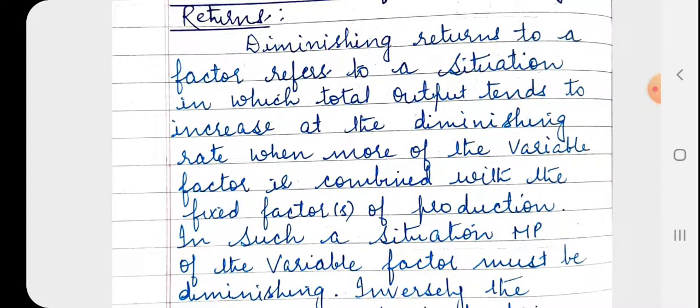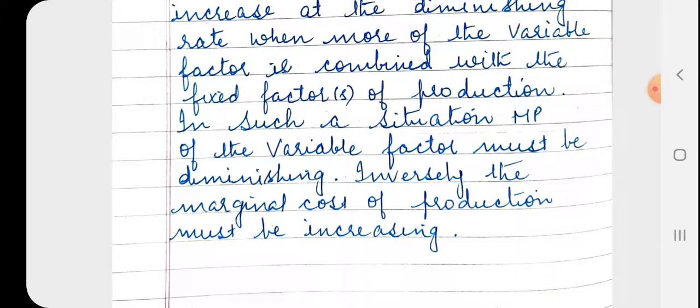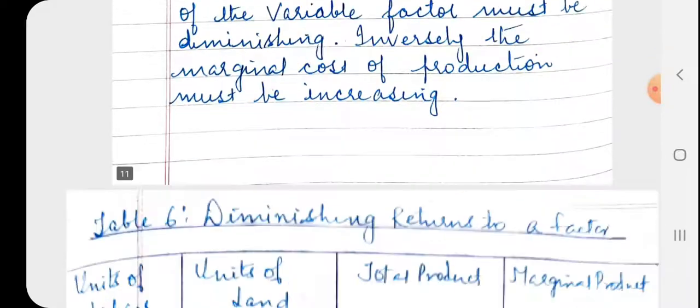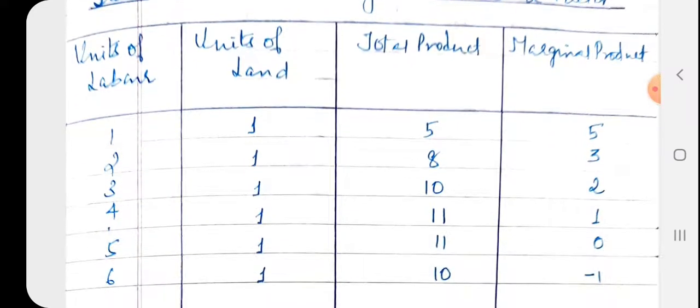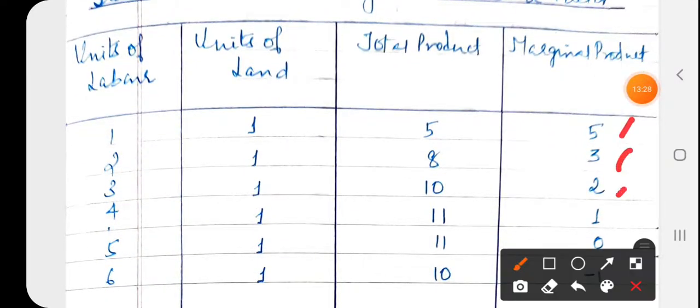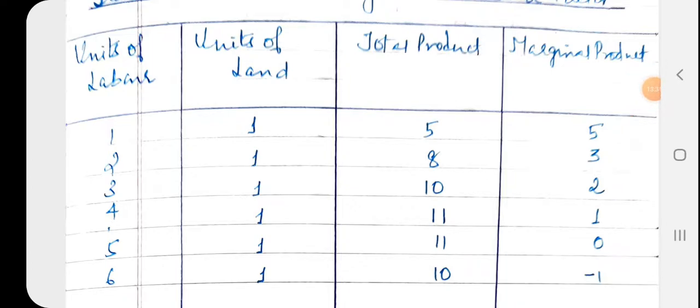Next one is diminishing returns to a factor, or law of diminishing returns. Diminishing returns to a factor is that situation where the total production tends to increase at diminishing rate when more of the variable factor is combined with the fixed factor of production. In this situation, the marginal production of the variable factor shows a declining trend, which we can see with the help of a table. You can see 5, 3, 2, 1, 0, minus 1. So it shows a declining trend.